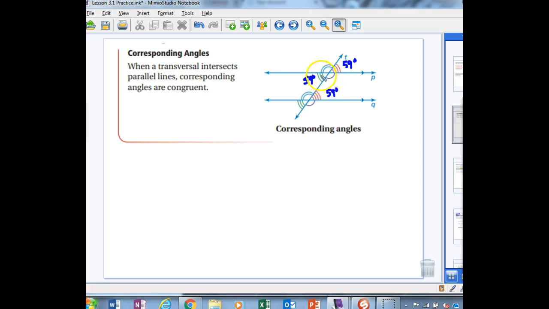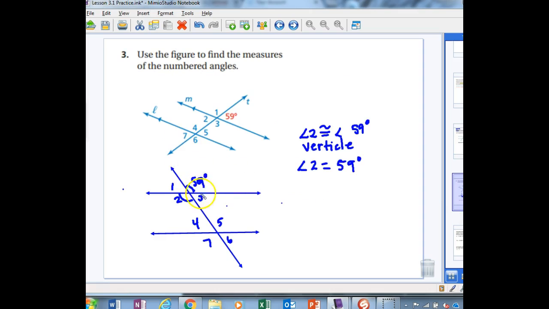So let's look at this one. What angle is congruent to this one? Out here, correct? Yes. So this one is also going to measure 59 degrees. And look, it's vertical to this one. Okay, so I'm going to go back to the problem. We said that angle 59 is also congruent to angle 5. So angle 5 is also going to measure 59 degrees because it's corresponding.